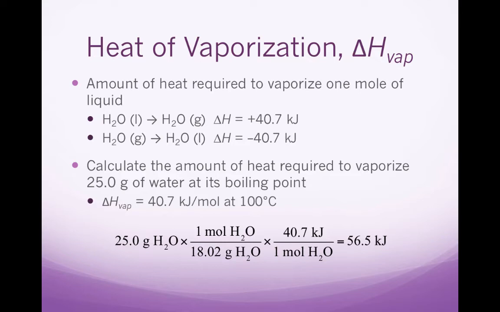So let's calculate the amount of heat required to vaporize 25 grams of water at its boiling point. So the heat of vaporization is 40.7 kilojoules per mole. So we start with 25 grams of water. We want to get to moles, so we divide by the molar mass. And then finally, we use the heat of vaporization, 40.7 kilojoules per 1 mole of water, and we get 56.5 kilojoules. So that's how much heat is required to boil or to vaporize water at its boiling point.